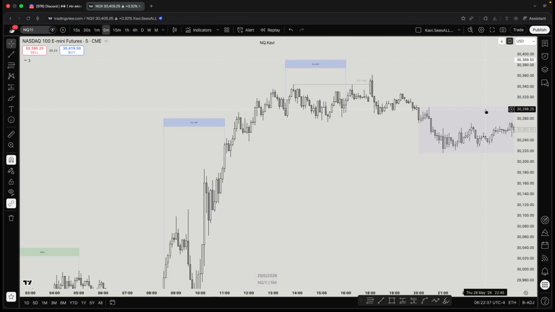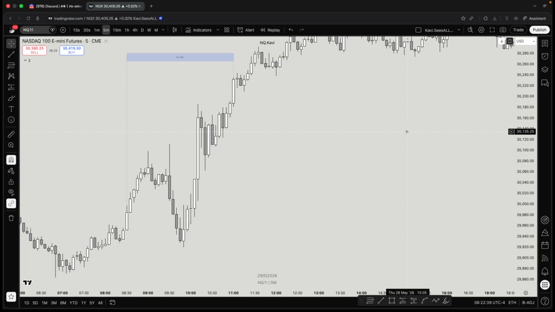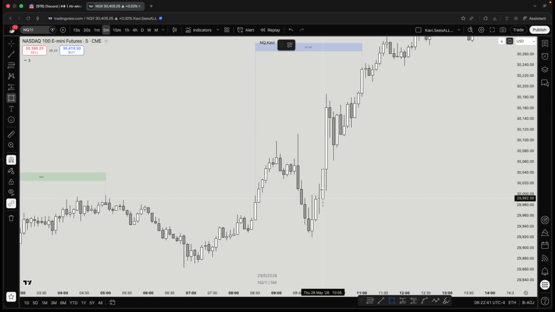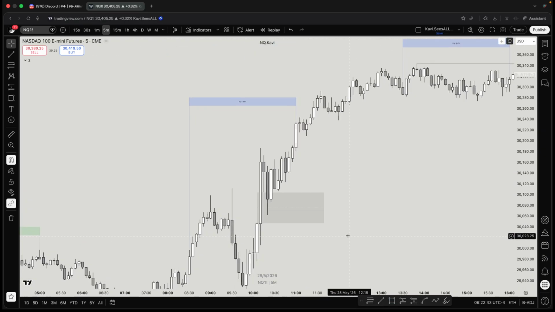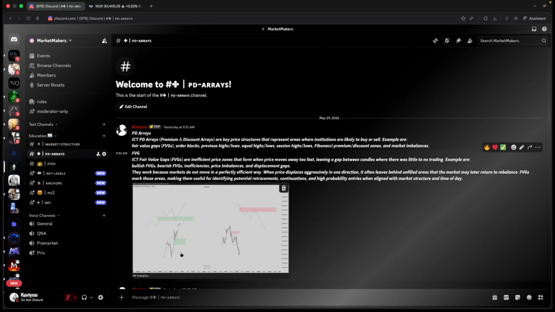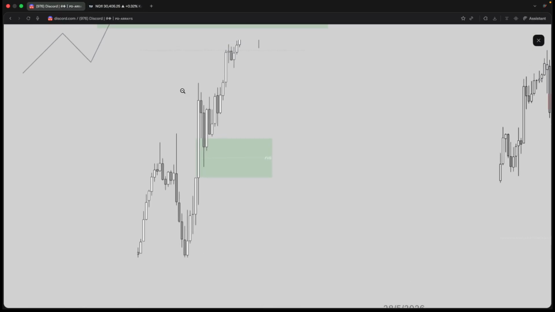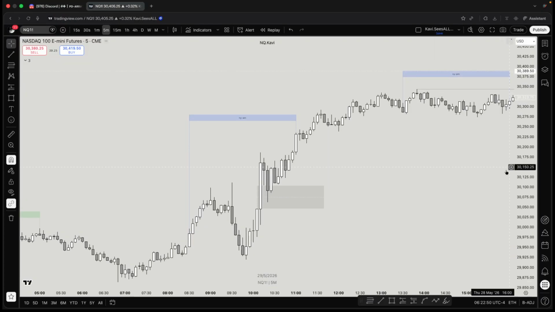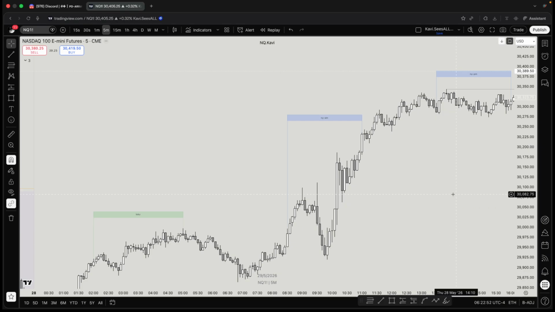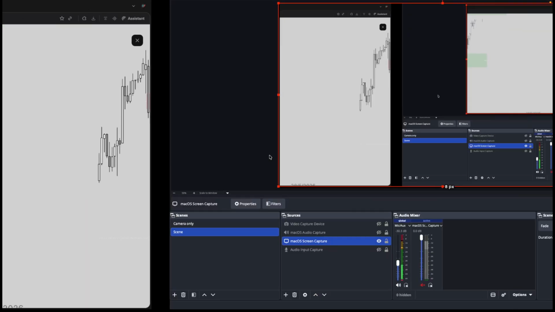Honestly, fair value gaps are everywhere. Oh, this is the exact bullish example. Like, genuinely, it's the exact one. If you go here, it's the exact same. I think that's it for this. There's nothing I can really touch up on.